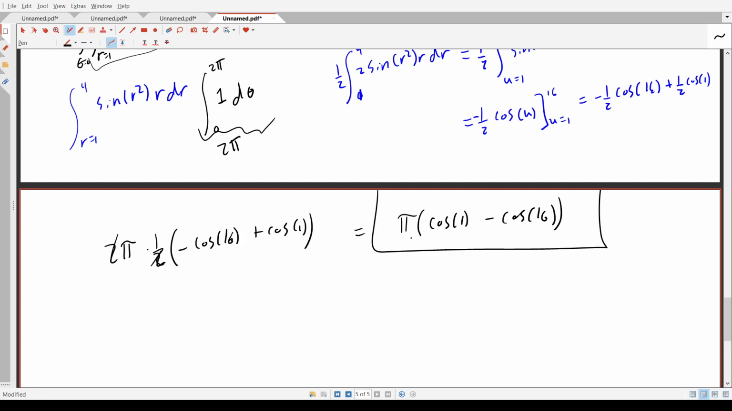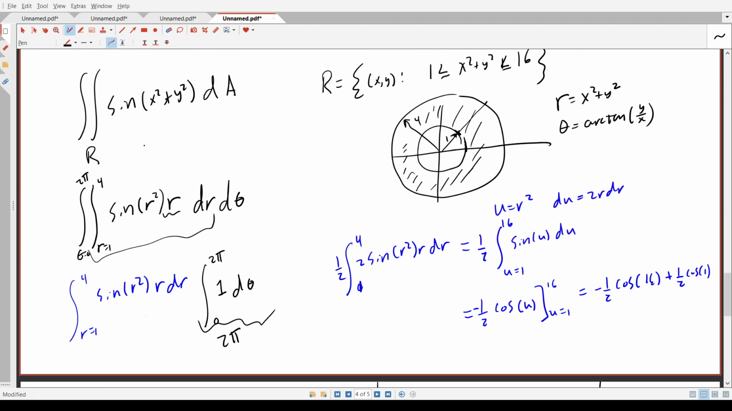Why did we do r squared? So the original function was x squared plus y squared. Oops, that's supposed to be r squared equals x squared plus y squared. So here, x squared plus y squared, that's just r squared.